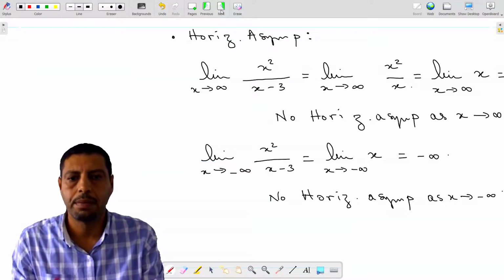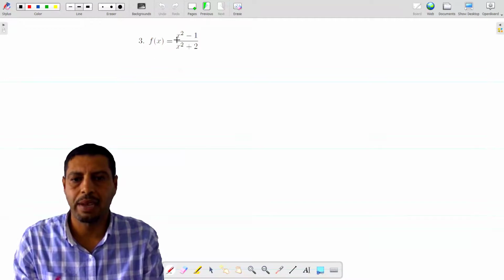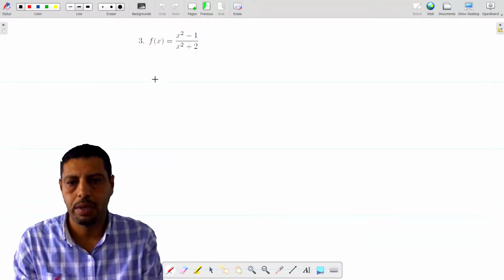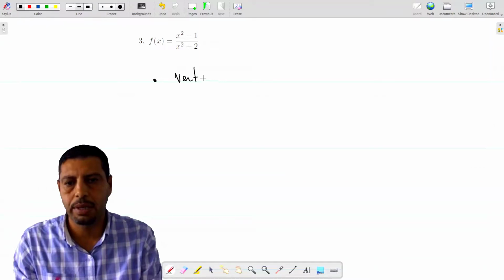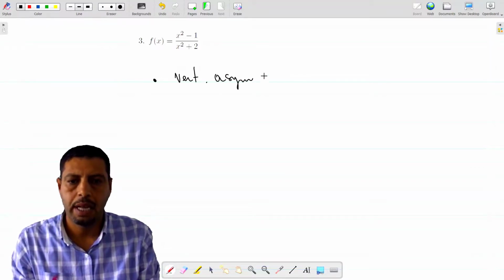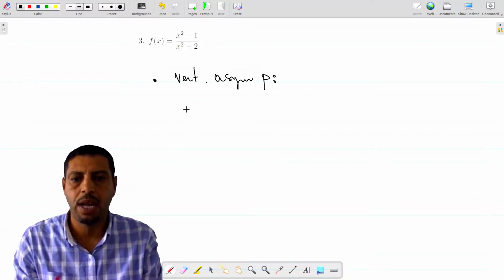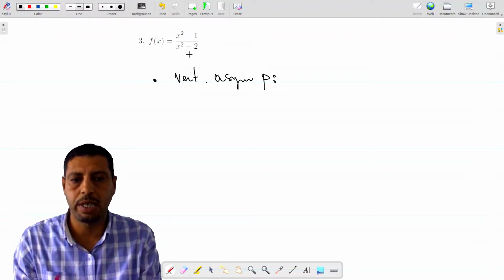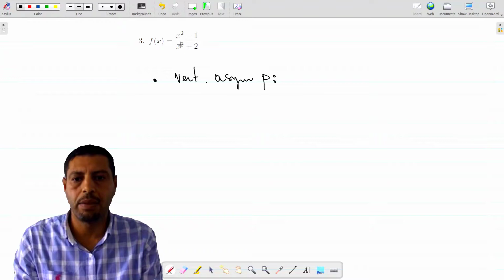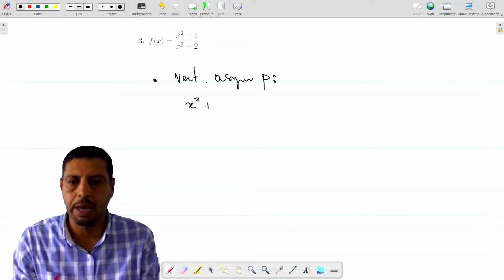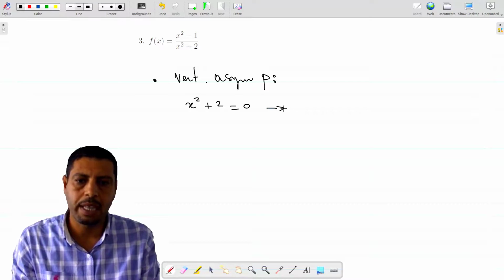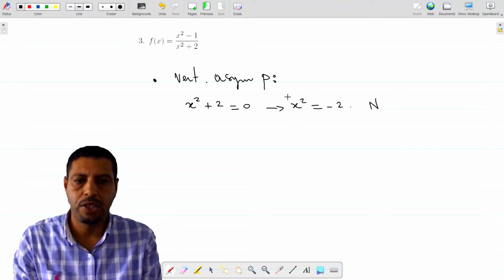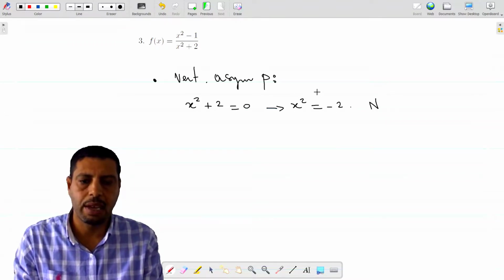Now let's move to the third one. Here we have f of x equals x squared minus 1 over x squared plus 2. First of all, let's check for vertical asymptotes. And again, to find the vertical asymptotes, we have to know where the function is not defined. So let's set the denominator of this function equal to 0 to find the points which make the denominator equal to 0. So let's write x squared plus 2 equals 0, which means that x squared equals negative 2. But this is never true, guys, because a square can't be negative. Okay, so this equation has no solution.